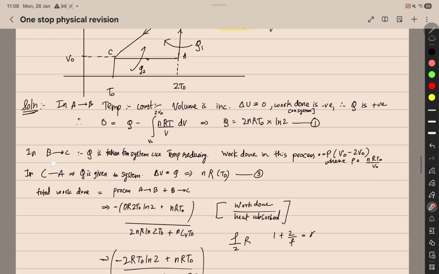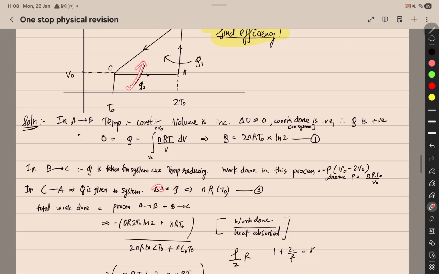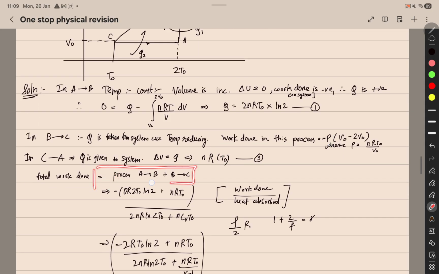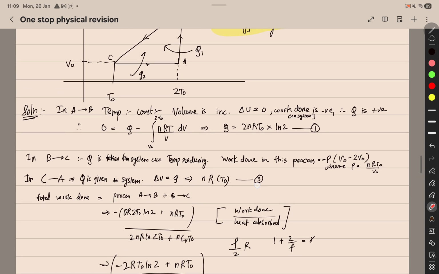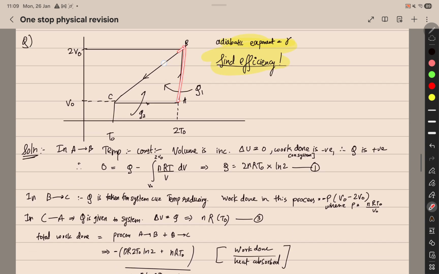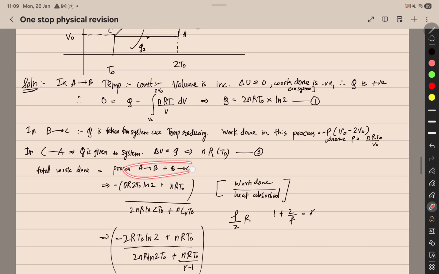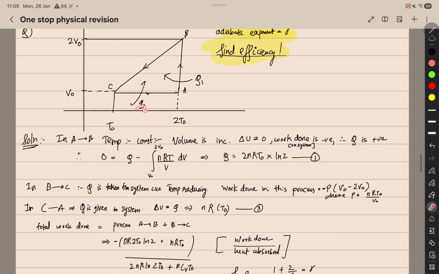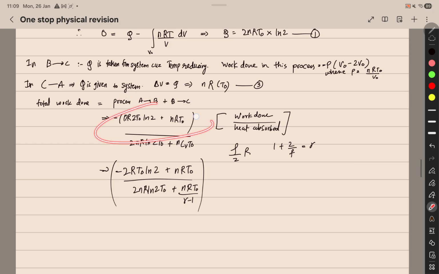Okay, then you have the C to A process where Q is given to the system. Delta U is equal to Q, and nRT naught is the value of the Q. Now we have the total work done in process AB and process BC. We have to take the heat absorbed in process CA and process AB, but work is only done in BC and AB. So then we write the work done divided by the heat absorbed, and then we get the answer.